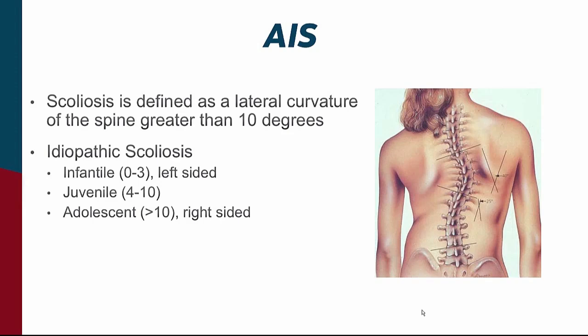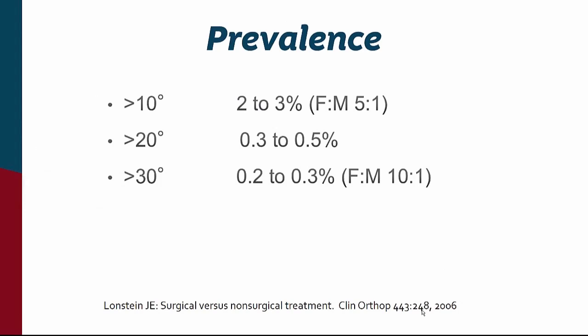Juvenile idiopathic scoliosis is when the onset and diagnosis of the scoliosis is from 4 to 10 years of age, and greater than 10 is considered adolescent, which is the most common subtype that we encounter. Most commonly, these children have right-sided curves as well. The prevalence of scoliosis is about 2 to 3% of the population, children.